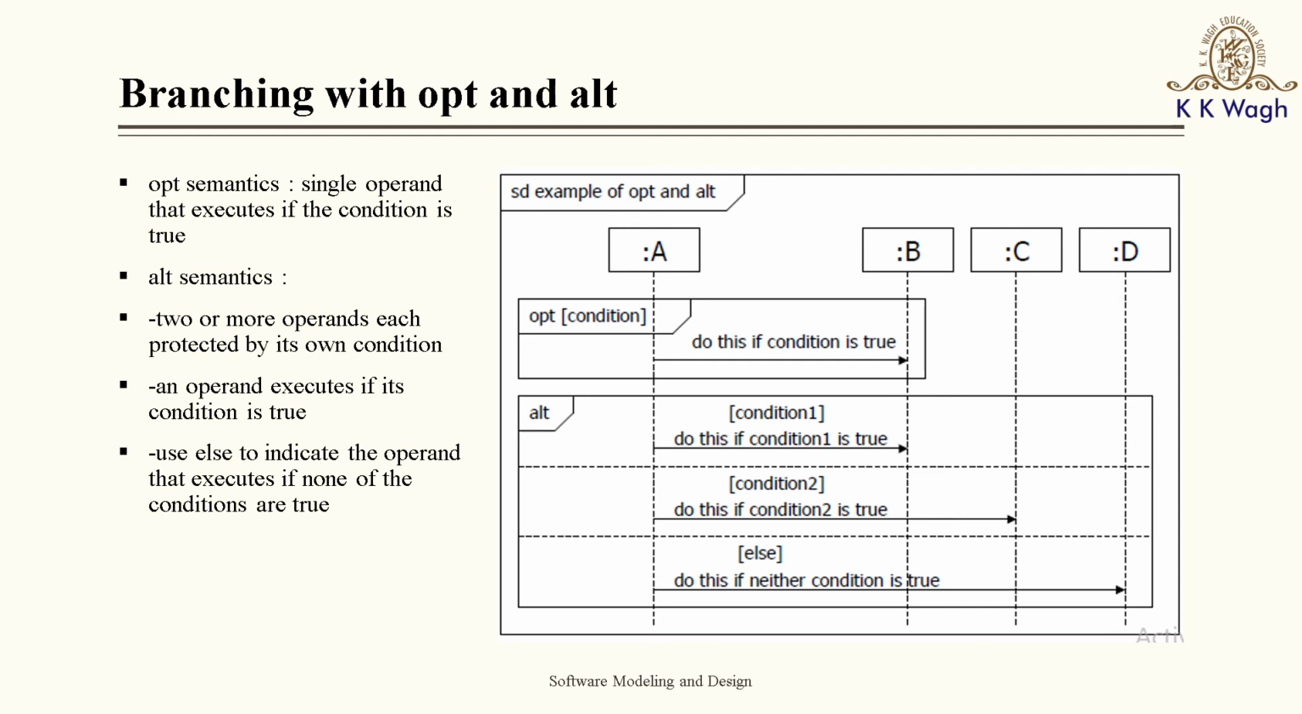Basically OPT and alt have similar semantics, but the difference is that in case of OPT, there is only one operand, and in case of alt, there are two or more operands present. This is very simple, as we have seen in C or C++ programming languages.